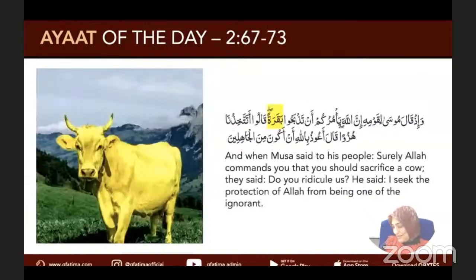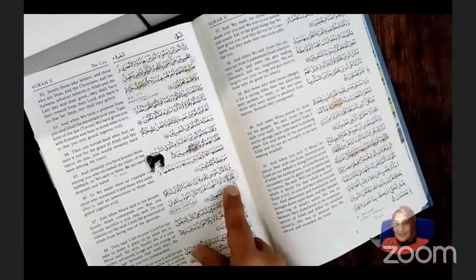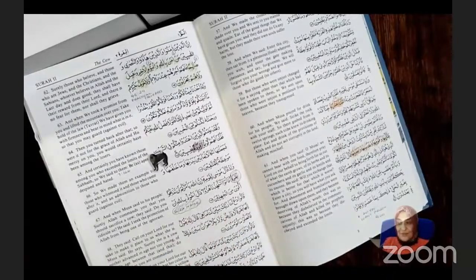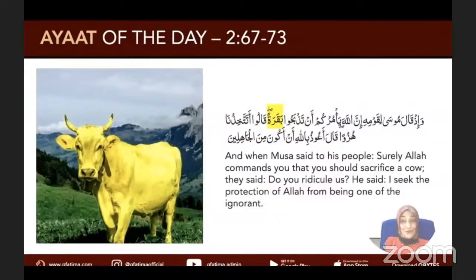Next ayah. Oh my goodness. This is where the name Baqarah comes from. So this is ayah 67. What I've done in my Quran is basically just highlighted Baqarah there, and I've put the surah name, so I know where the surah name comes from. But this takes you through from 67 to 73, and I'll go over it with you.